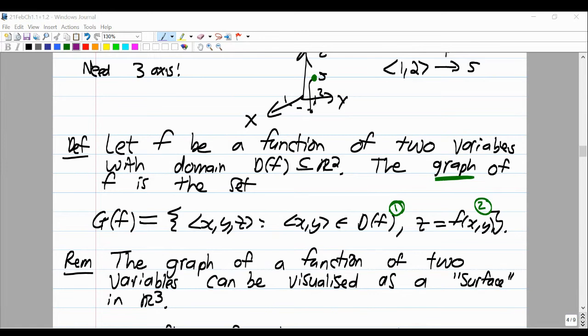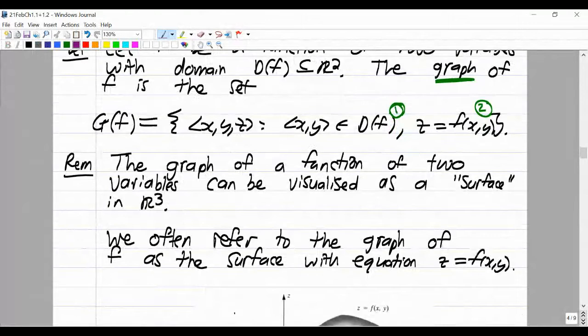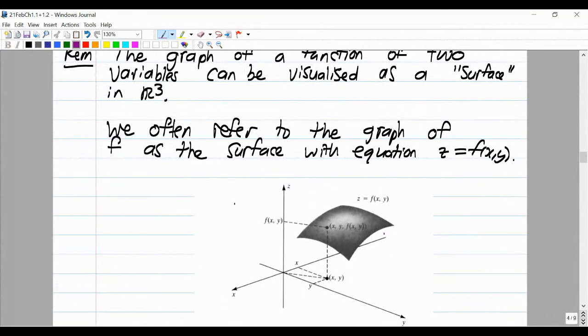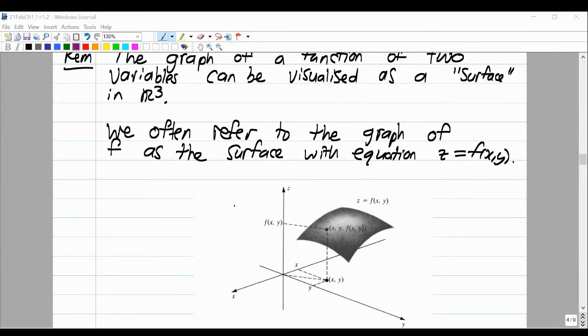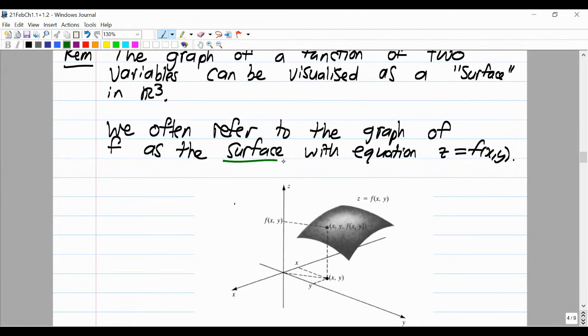All right. So the graph of a function of two variables can be visualized as a surface in 3D because of the definition. So we often refer to the graph of f as a surface with equation z equals f(x, y). So what we do is, for all possible inputs x, y, and they could be unrelated, it doesn't matter, we calculate the output and we form the 3D vector (x, y, z), where z is f evaluated at that 2D vector. So if we start plotting all of those points, we get a collection of points which we are going to call a surface.